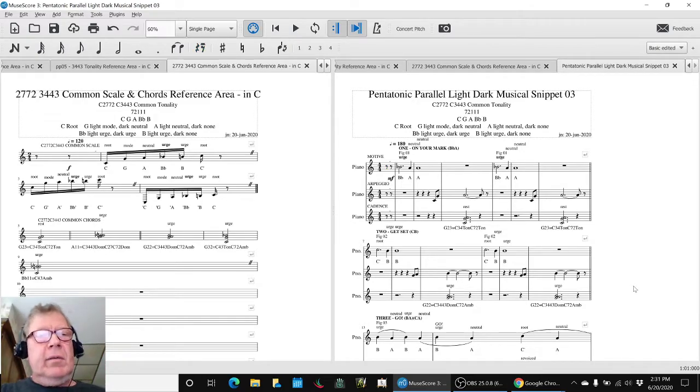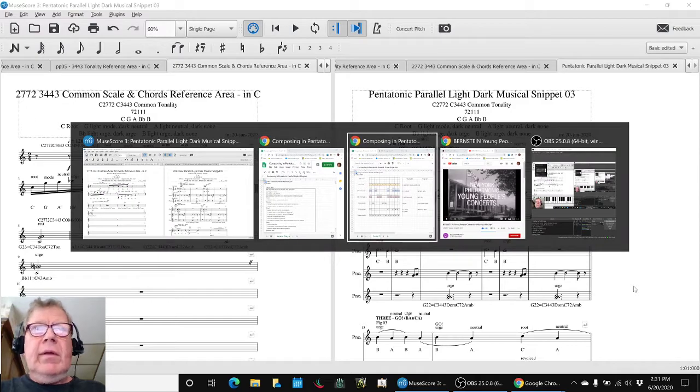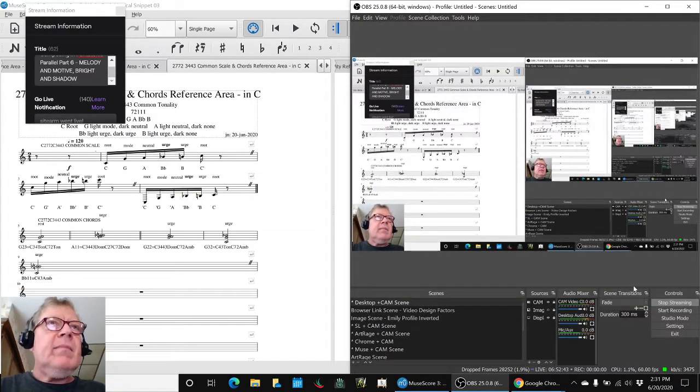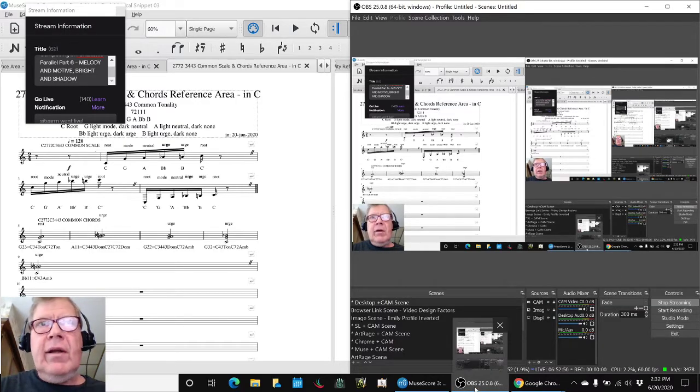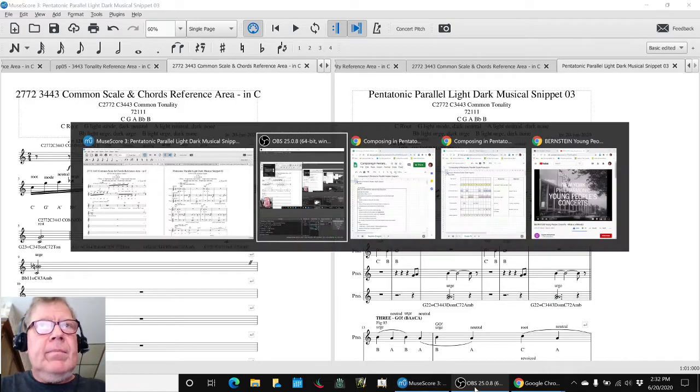Ladies and gentlemen, this is a recap of composing in pentatonic parallel, part 6, melody and motive, bright and shadow.